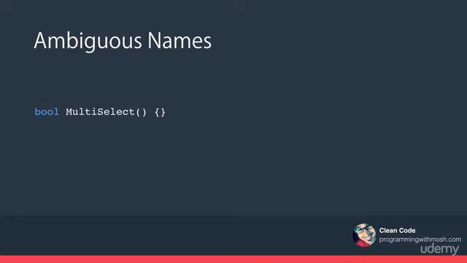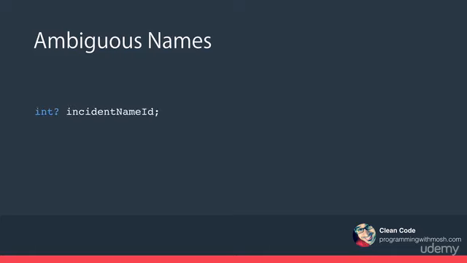Another category is ambiguous names. What does this method do here? Is it telling me if multiple items are selected, or is it to select multiple items? I can't tell. I have to look at the implementation of that method. And again, that's the symptom of a code smell.